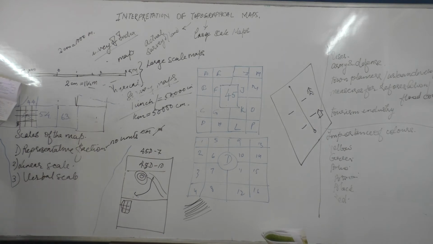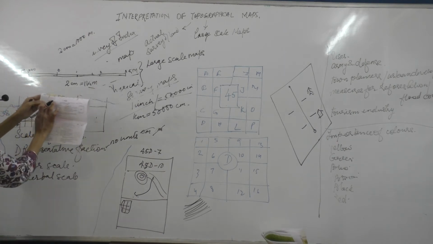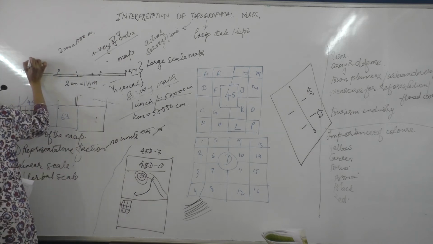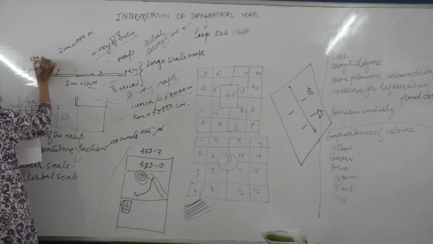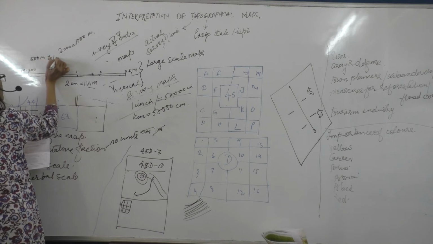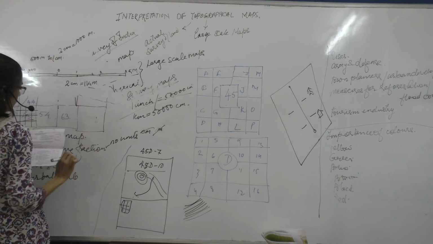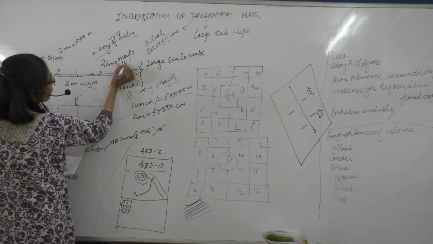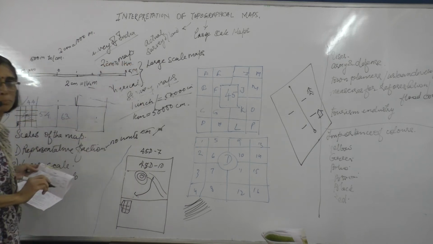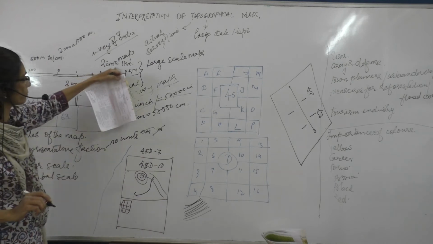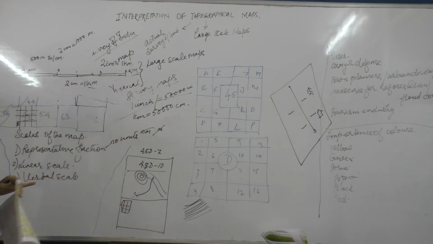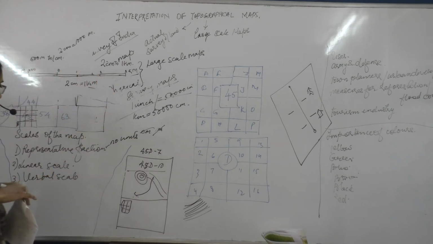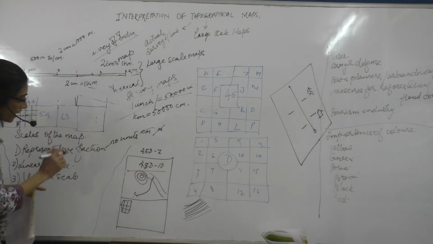And then just above the scale is written 500 meters to 1 centimeter, or 2 centimeter to 1 kilometer. So we know that this is the verbal scale. You can speak it out verbally. This is in the form of a line, but then this is representing a fraction.